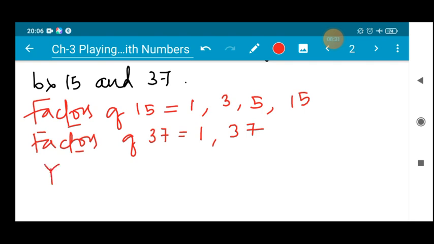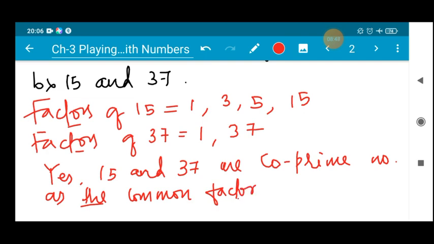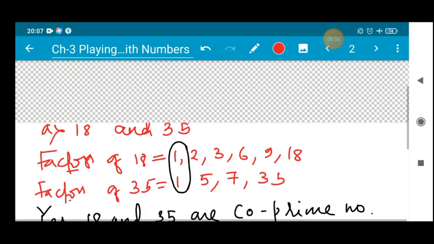So yes, 15 and 37 are co-prime numbers as the common factor is only 1. Right? So 15 and 37 are co-prime numbers. Okay, so now let's do question C.